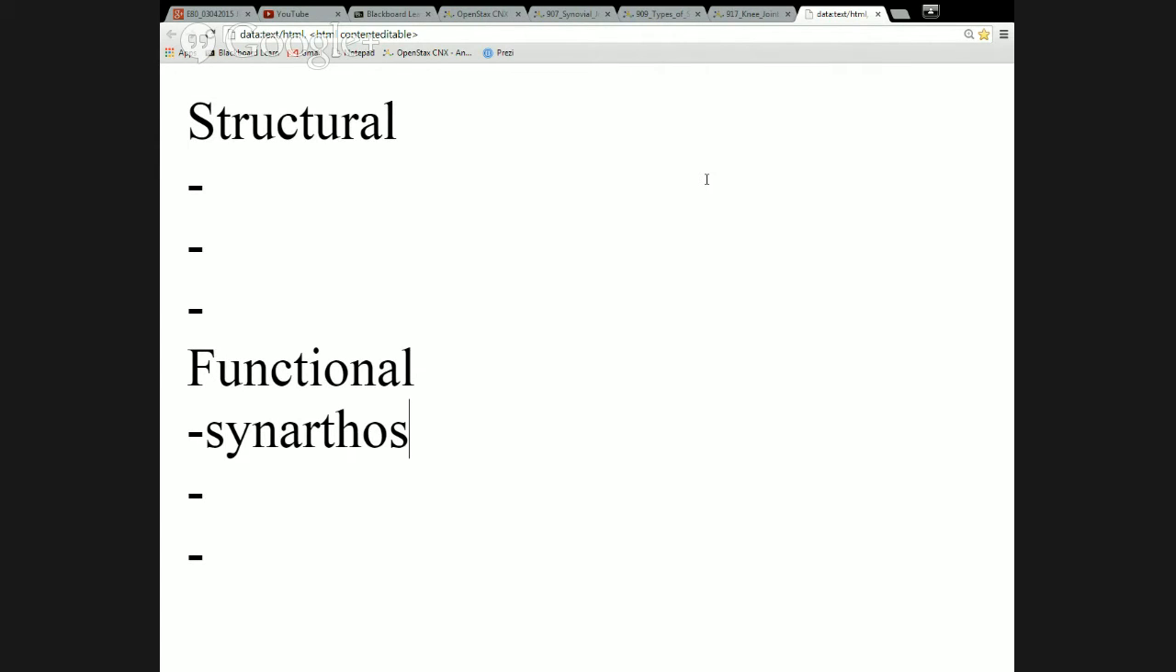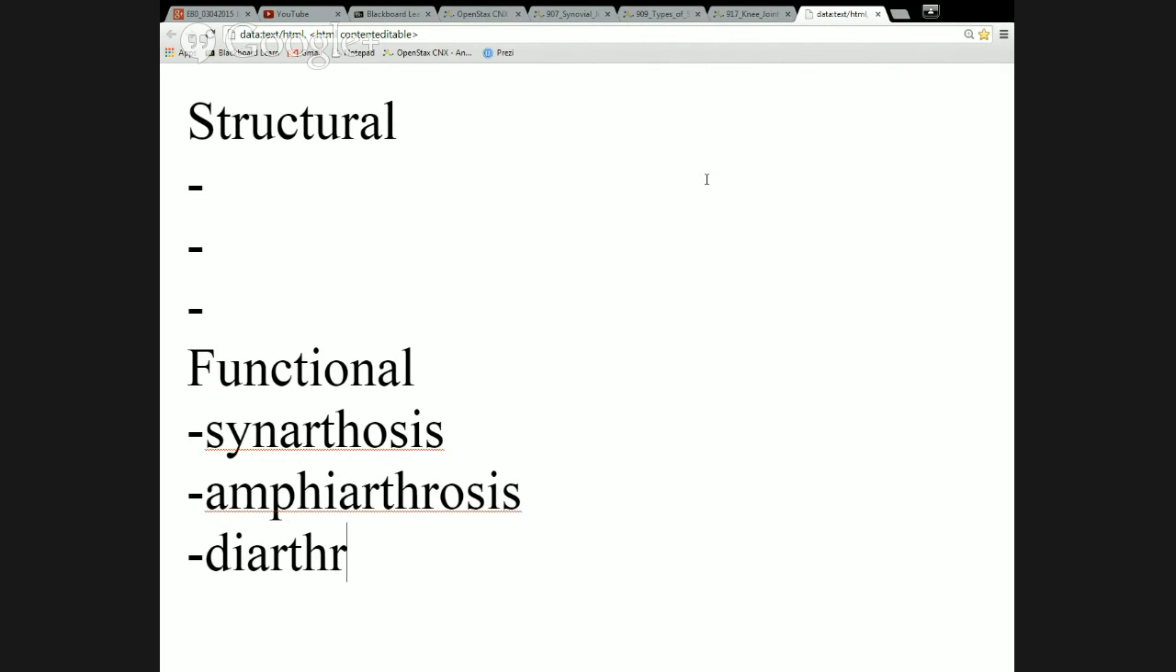One is synarthrosis, amphiarthrosis, and diarthrosis. Now, these terms are nouns. An amphiarthrosis, a synarthrosis is a synarthrotic joint. The plural of these, the IS ending becomes an ES ending. I'm just stating that because these come from Greek and the parts of speech isn't quite so obvious.